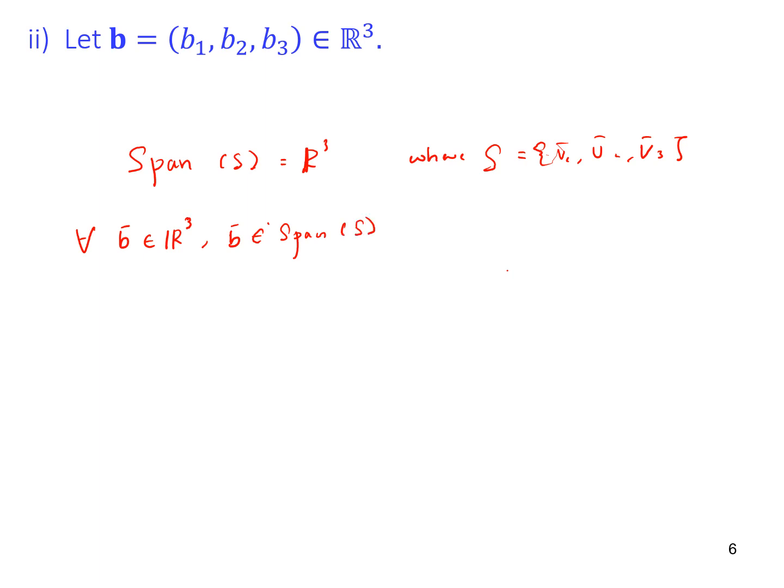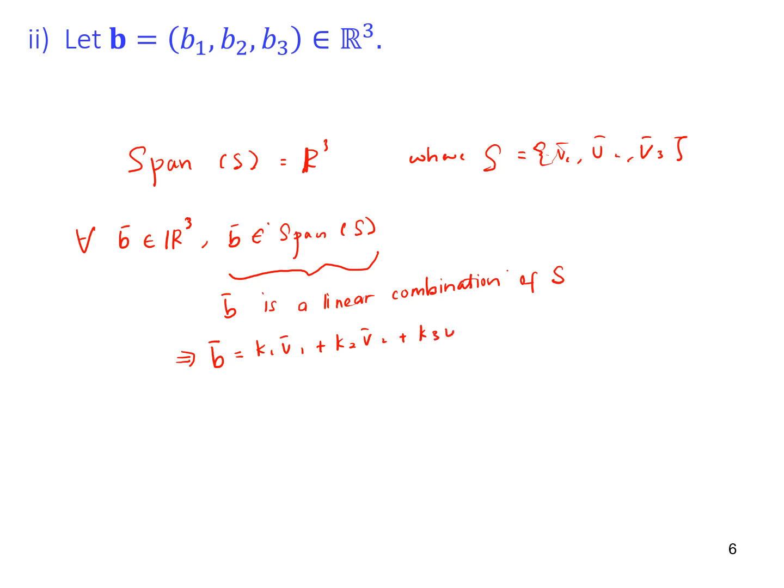To show that B is in span S, we have to show that B is a linear combination of S. And to show that B is a linear combination of S, we have to show that we may write B as K1 V1 plus K2 V2 plus K3 V3 for some scalars K1, K2, and K3. That means we can find the values of K1, K2, K3 such that we may write B as this equation. So this is what we are going to show in this part.